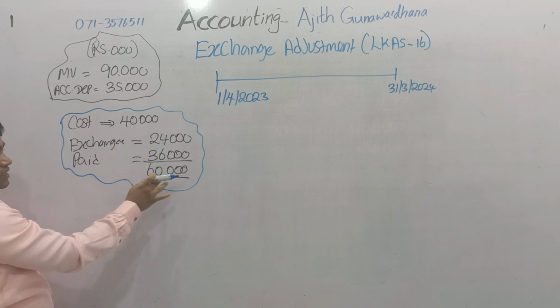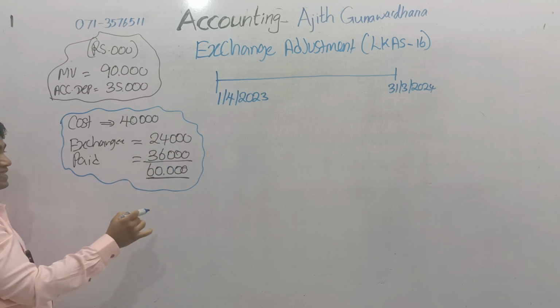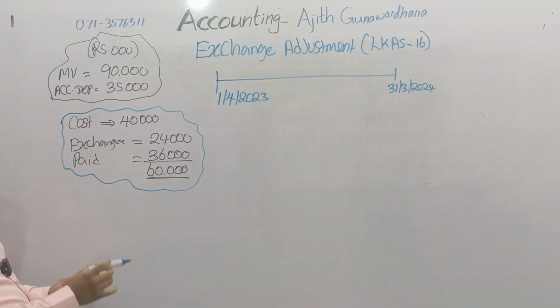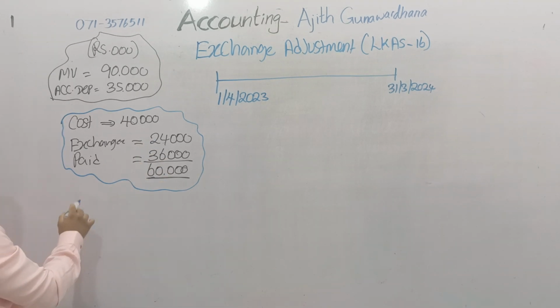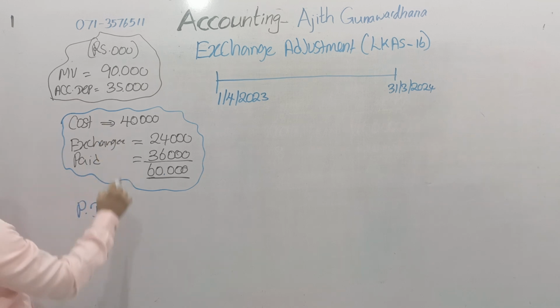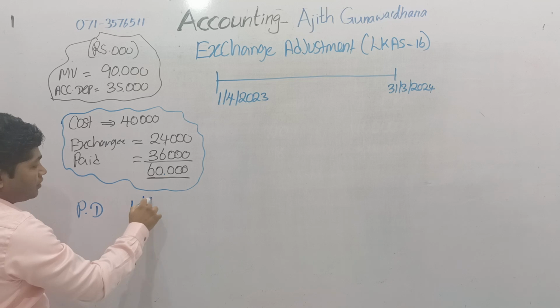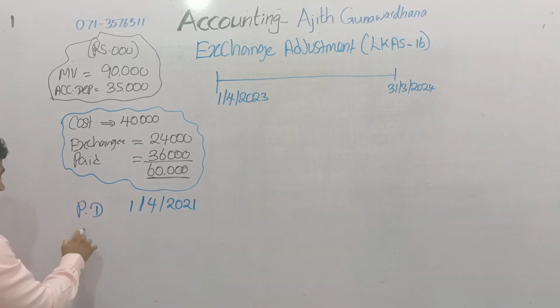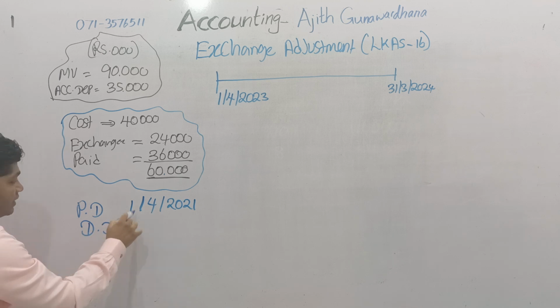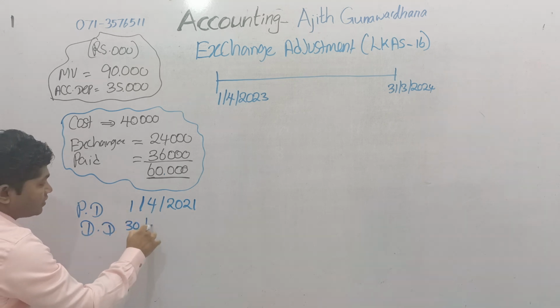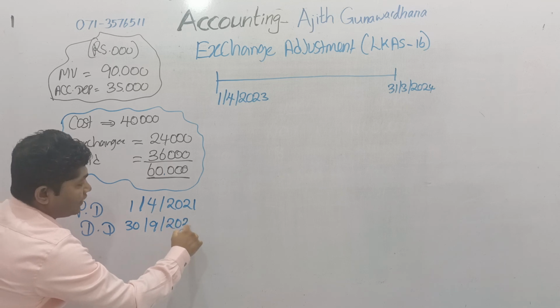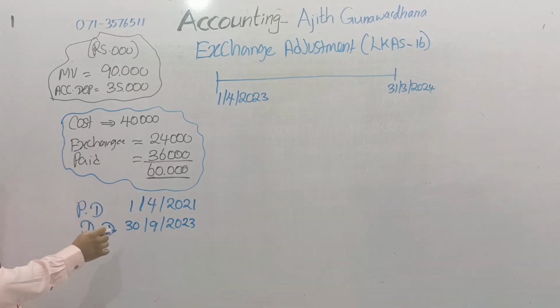But we are going to purchase a new asset whose cost value equals 60,000. The difference is paid in cash. Then think about the dates. The purchase date is 1st April 2021 and the disposal date equals 30th September 2023. This date is very important.